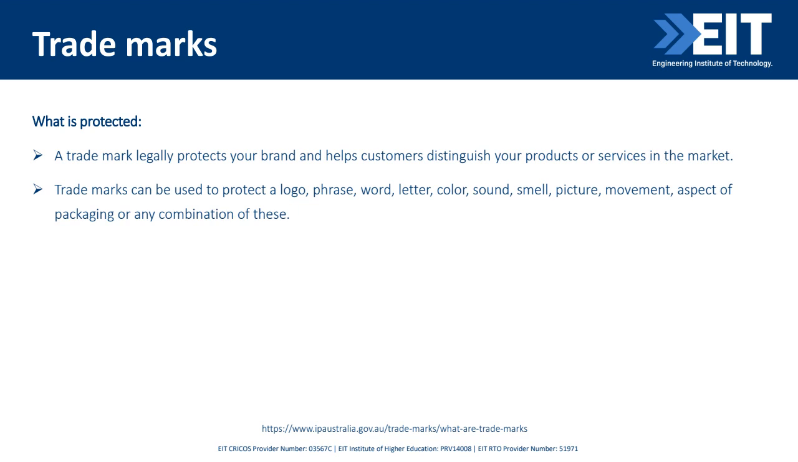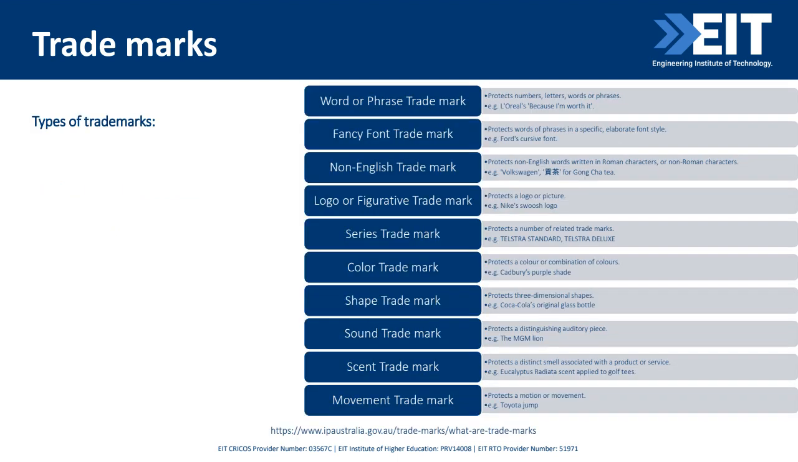Now, what is protected? As I mentioned, it will protect your product or service in the market, and it will also help customers differentiate or distinguish your product from other businesses' products or competitors' products. We will expand this a bit more. So, types of trademarks. What is protected? Any of this or any combination of this is part of trademarks.